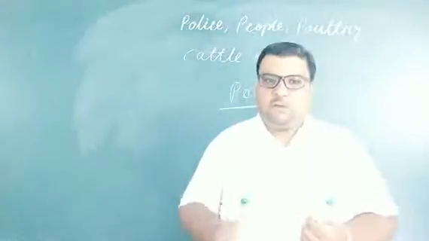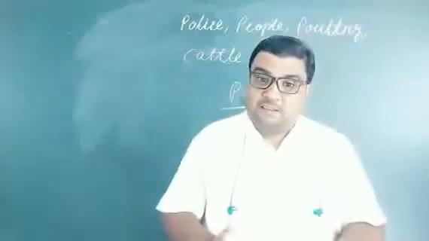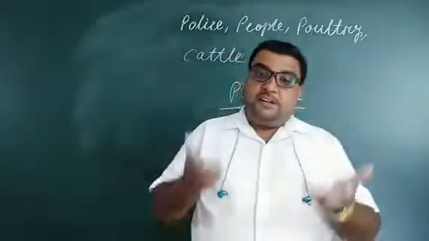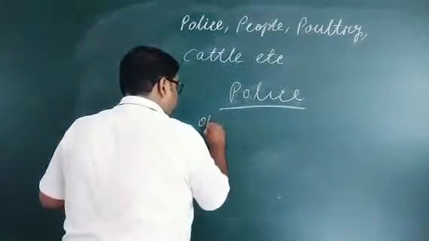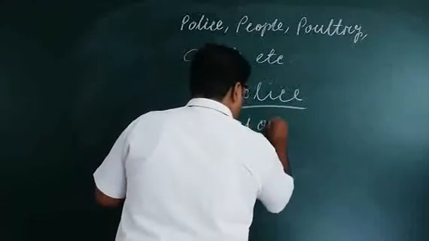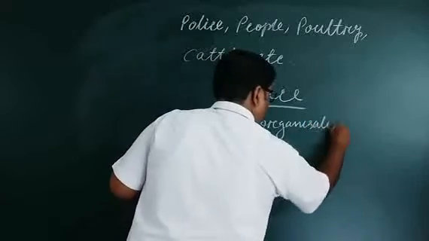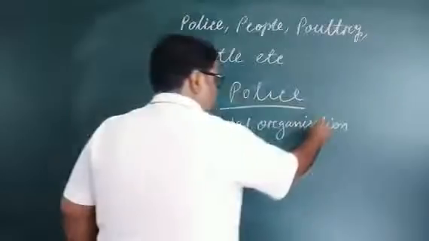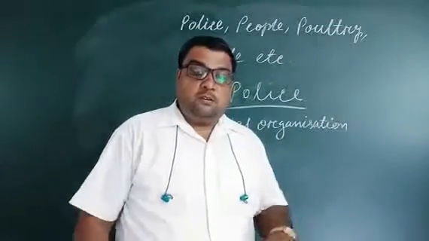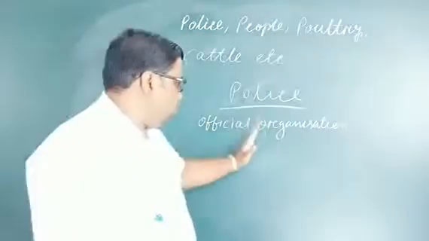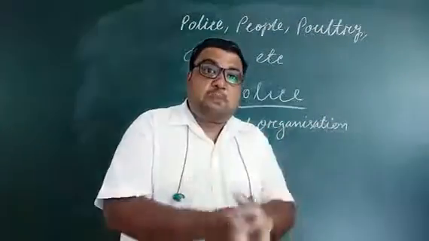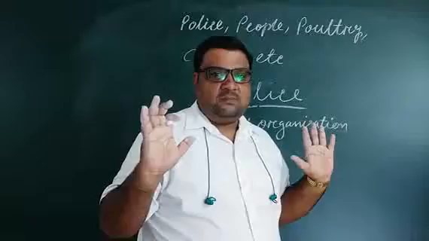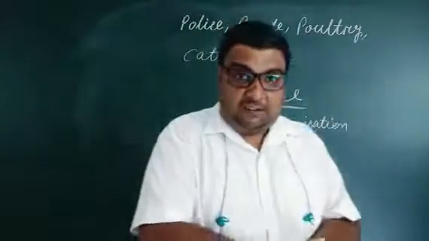One police officer is coming, two police officers are coming. Why? Police doesn't indicate a single person or a single official. Rather, police always indicates an official organization. Police stands for an official organization, not a single person. The official organization police consists of many officers. So the noun police is always plural. The police are coming, the police are investigating the case, etc.